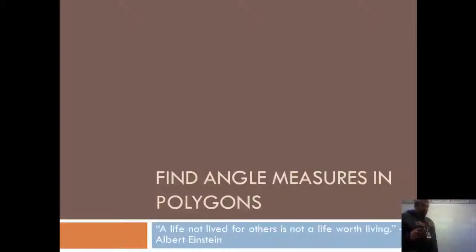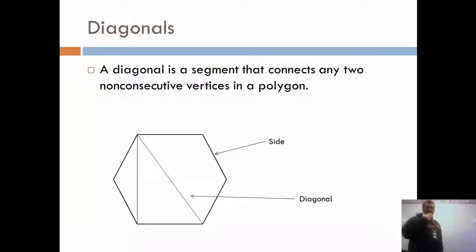The first thing we're going to look at is actually going to be very generic. It's going to be about diagonals. A diagonal is a segment that connects any two non-consecutive vertices in a polygon. What that means is if I take one vertex to another, as long as they're not consecutive, right next to each other, right in a row, it'll be a diagonal.